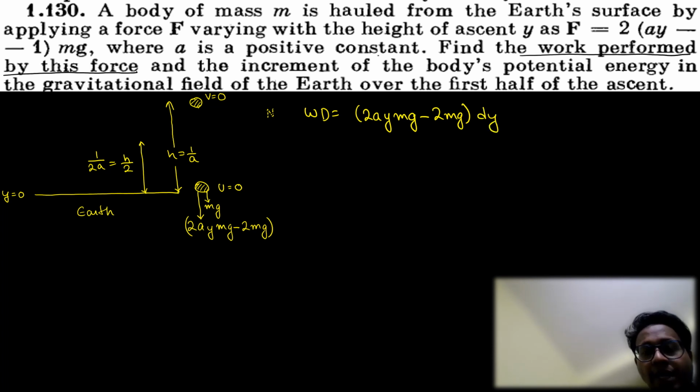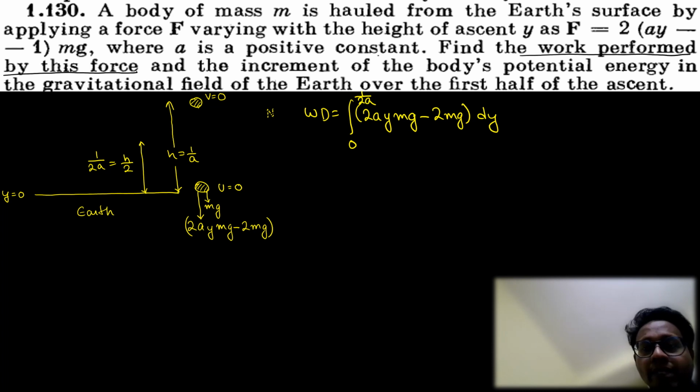And one more thing, the work done by this is nothing but negative. Why? Not negative, it's positive, because force is acting in upward direction. Let me check. Minus 2 mg, force is acting in upward direction and displacement is also upward. This means we don't have to change any sign out here. Work is performed from y equals 0 to y equals 1 by 2a.